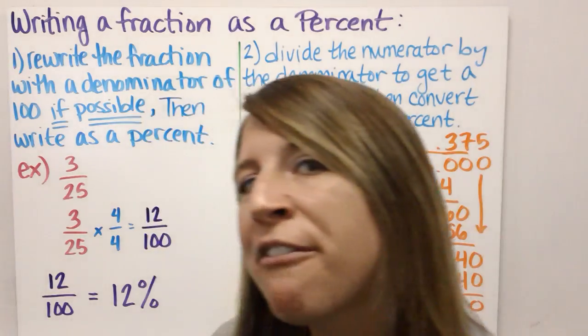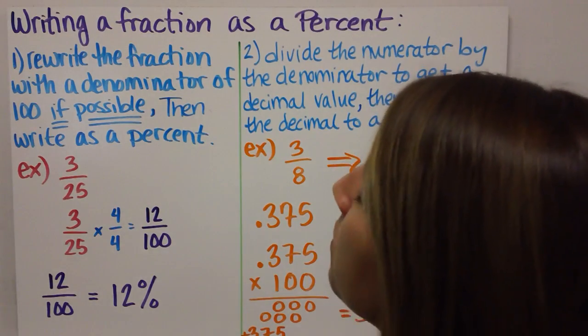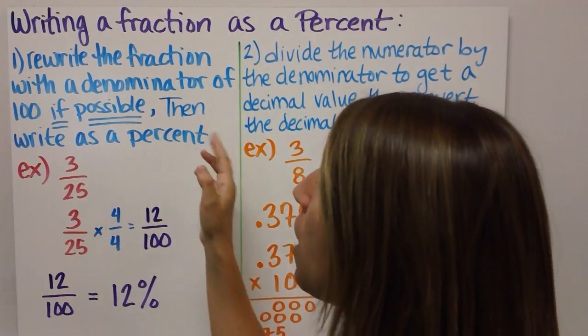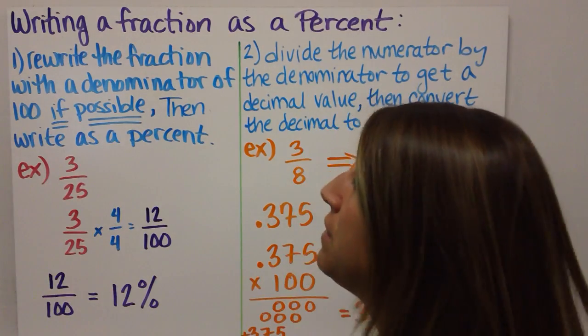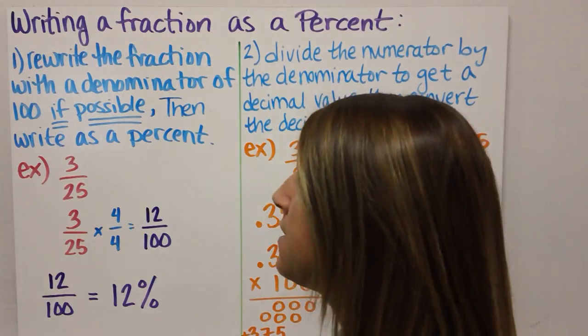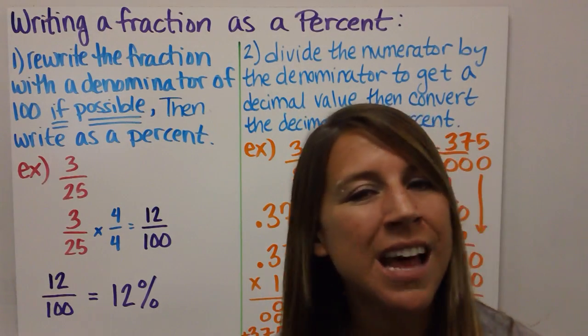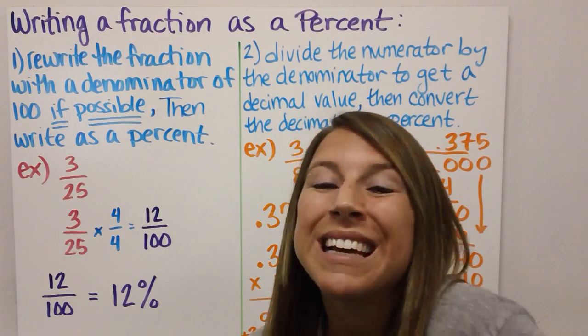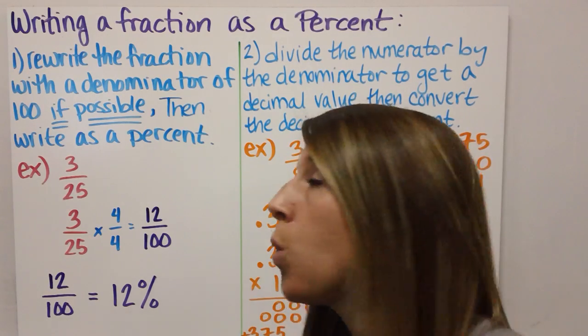How about writing a fraction as a percent? You can. Here's one thing you can do. You can rewrite the fraction with a denominator of 100 if possible, like we just did on our previous board here. Then write as a percent. And this is only if possible. It's not always going to be possible. Your denominator must be a number that goes evenly into 100 for this to work.